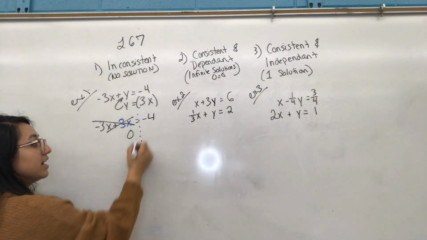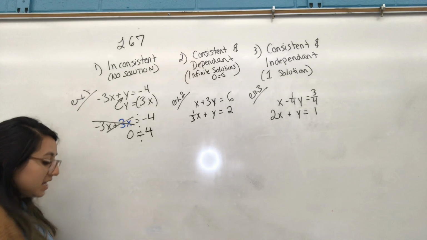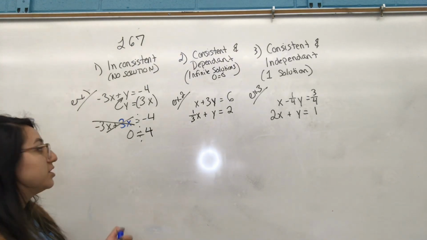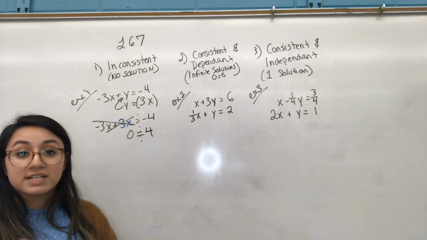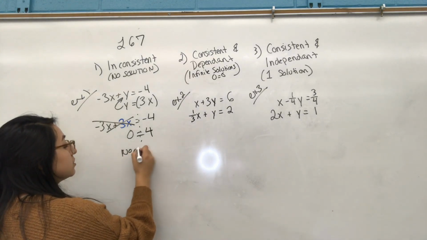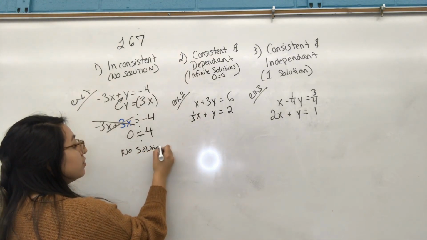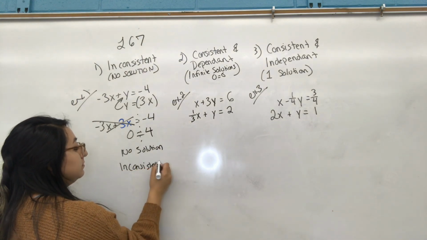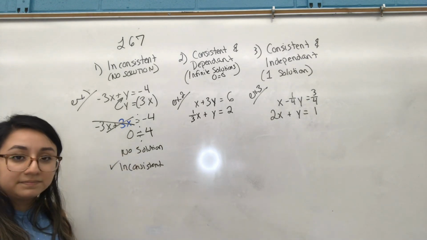That's 0. So now we have 0 equals 4. If you look at the statement for true or false, is that statement true? Nope, it's false. 0 does not equal 4, 4 does not equal 0, so there is no solution. But if there is no solution, it's considered inconsistent. And that's it.